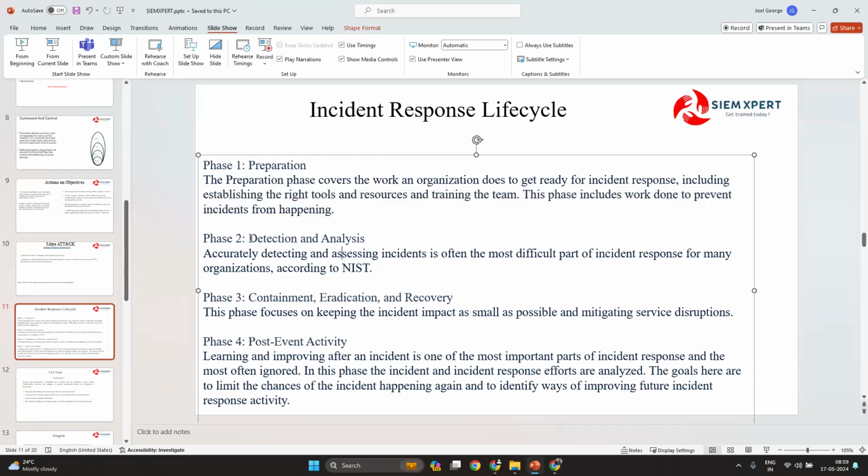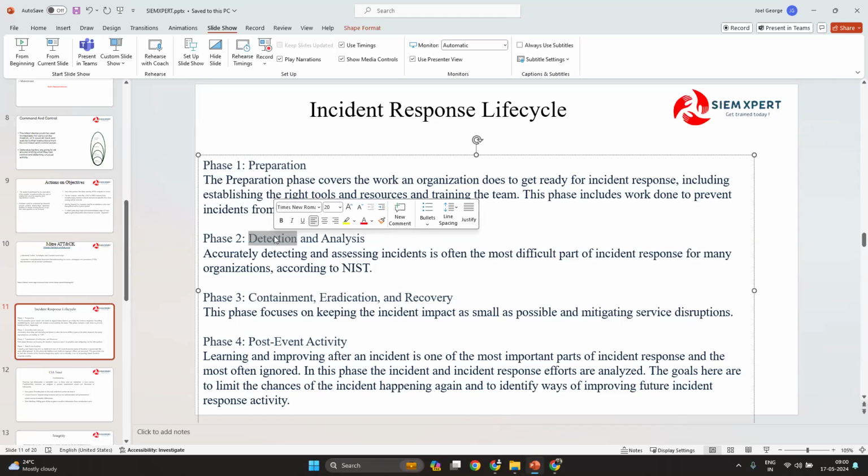Now comes detection and analysis. At this stage, an organization utilizes its tools and technologies to accurately detect and assess incidents. Now, this is detection. Like I mentioned, you use the MITRE framework to create detections on your SIEM tool.